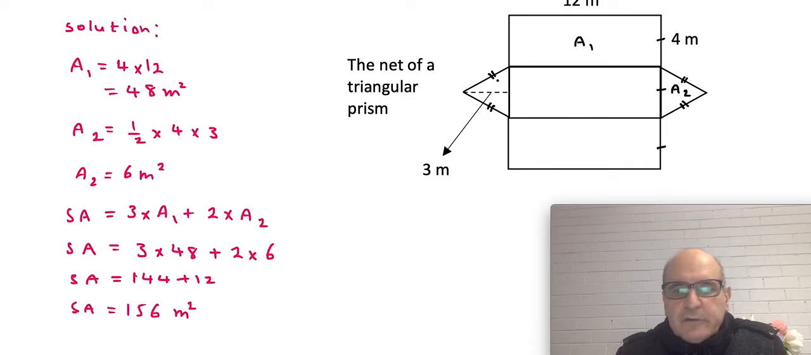Now I've got 2 of these triangles, so I double this area, 2 times A2, and I've got 3 of these rectangles, so plus 3 times A1. But A1 we already found it is 48. So 3 times 48. And A2, which is the area of the triangle, we found it and we have 2 of them, so 2 times 6. And you add them up and you end up with 156 square centimeters. Square meters. That is the surface area of this triangular prism.